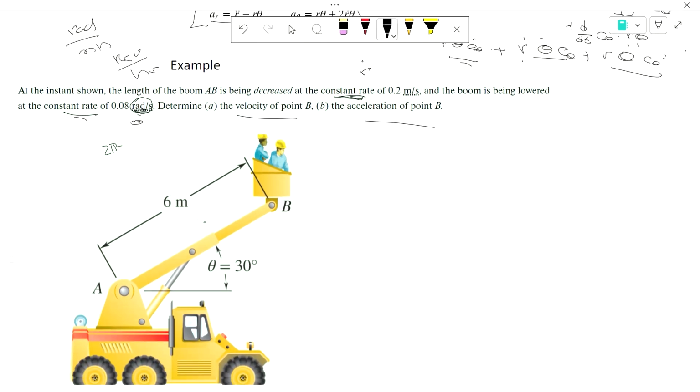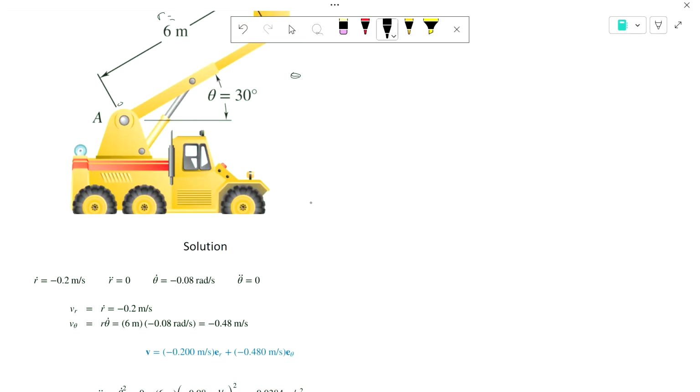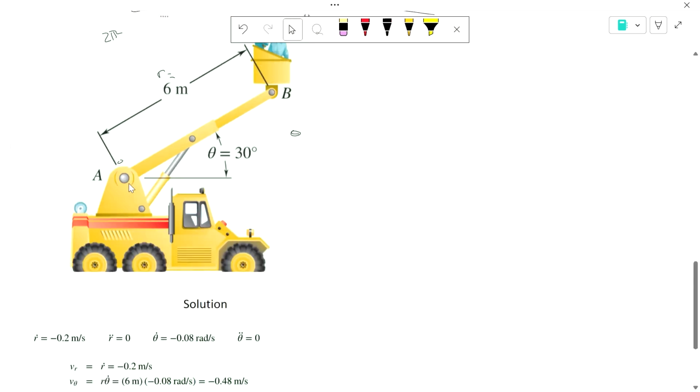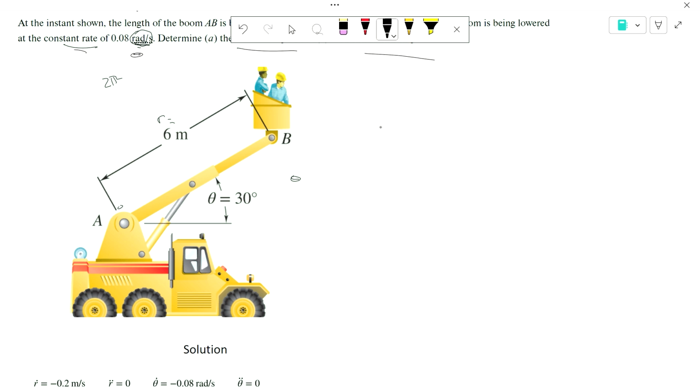So they're telling you point B, so you choose your point O, which in this case is point A. So r is equal to 6 meters, and theta is equal to 30 degrees. But r dot, so r equals 6 meters, it's already in meters. If they give you inches, centimeters, just take it to meters.